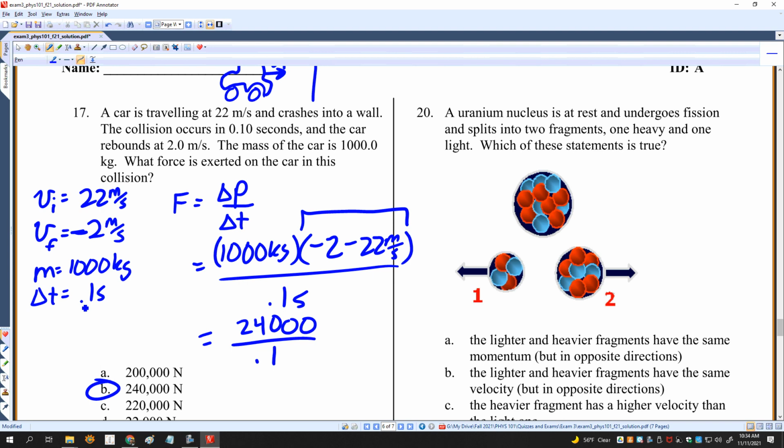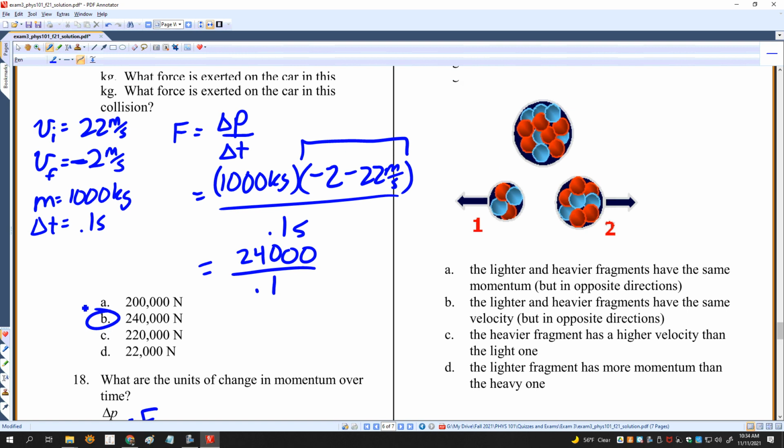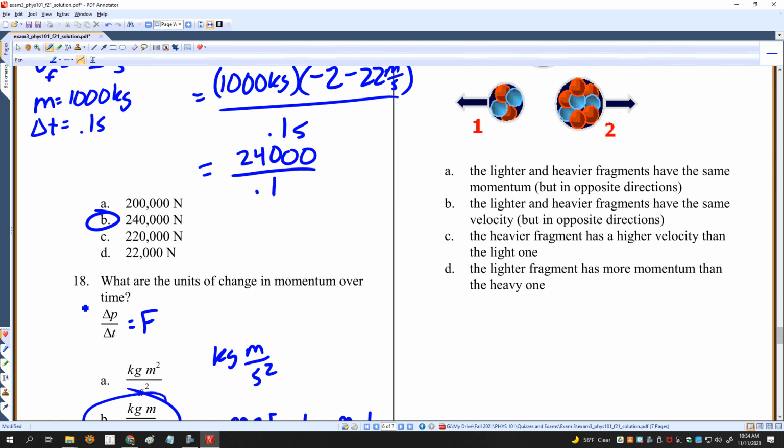You have a uranium nucleus at rest that undergoes fission. That means it splits into two pieces, one heavy and one light. Which of these is a true statement? The lighter and heavier fragments have the same momentum, but in opposite directions. I think that is true. Let's see the other ones. The lighter and heavier fragments have the same velocity. Now this one's going to be going fast, and this one will be going slow. So no.